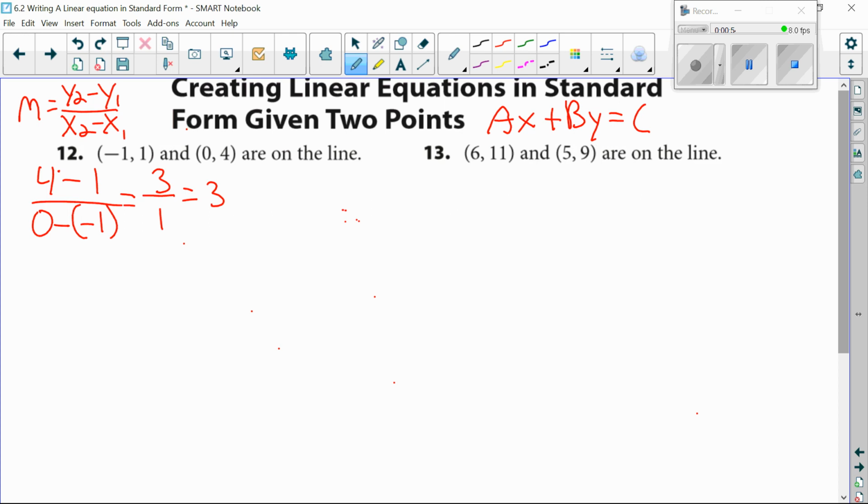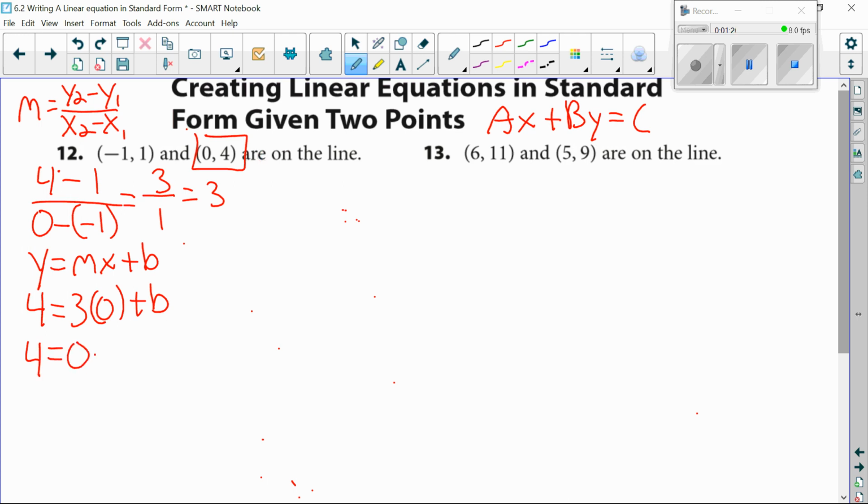The next thing I'm going to do is go ahead and plug it into my y equals mx plus b. And I can pick either one of these points. The best point to pick is the one with 0 because that makes it real easy to work. So I'm going to use that point and use my slope. I'm going to take my y, which is 4. It's equal to my slope, which is 3, times my x, which is 0, plus b. Okay, and when I do that, I have 4 is equal to 0 plus b, which means 4 is equal to b.